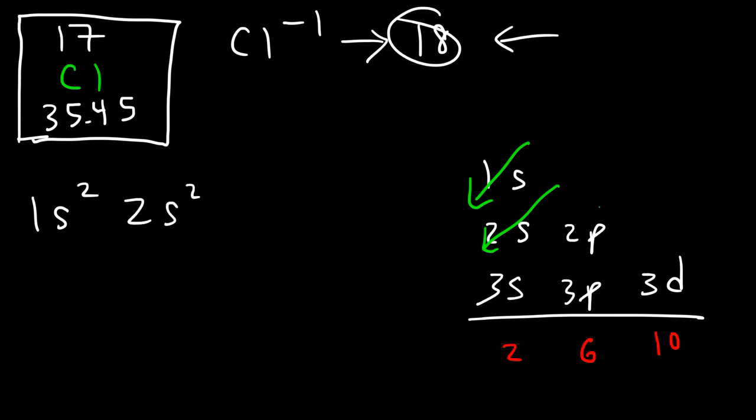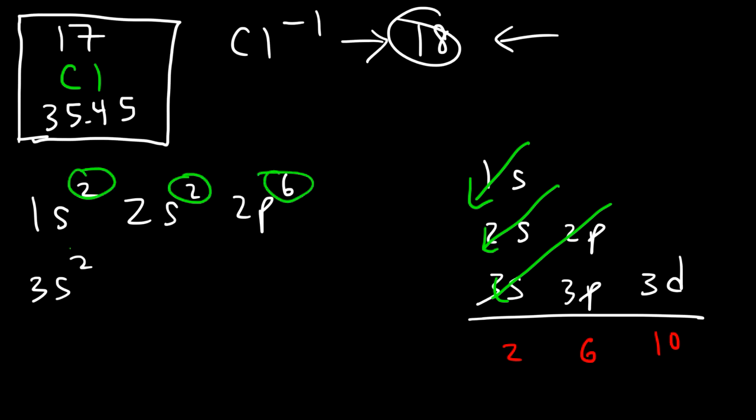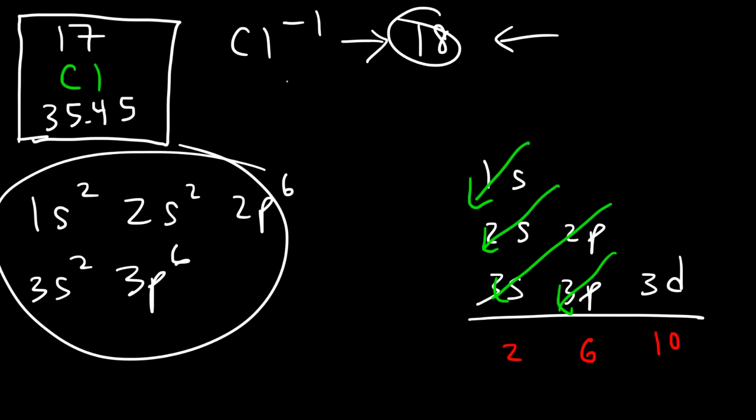After 2s comes 2p, then 3s. So it's 2p6, and then 3s2. So far, we have a total of 12, so we need 6 more. And 3p can hold up to 6, so we're going to stop at 3p6. This is the electron configuration for the chloride ion. For chlorine, it's everything up to 3p5, but for chloride, it's 3p6. You've got to add one to it.